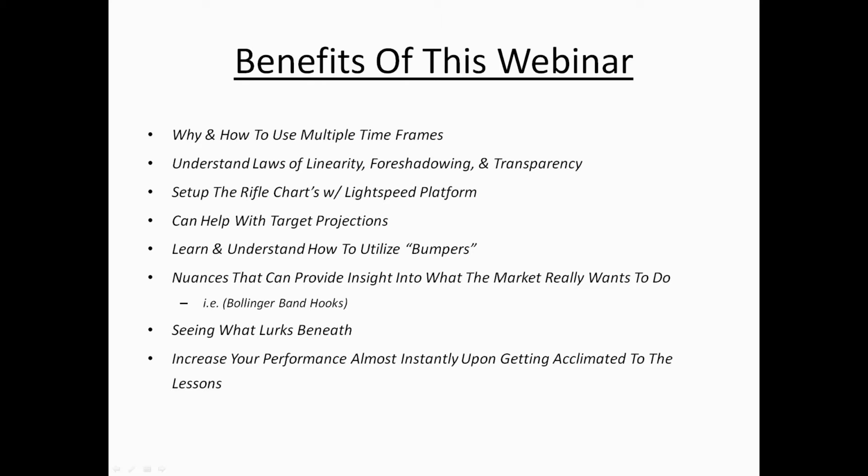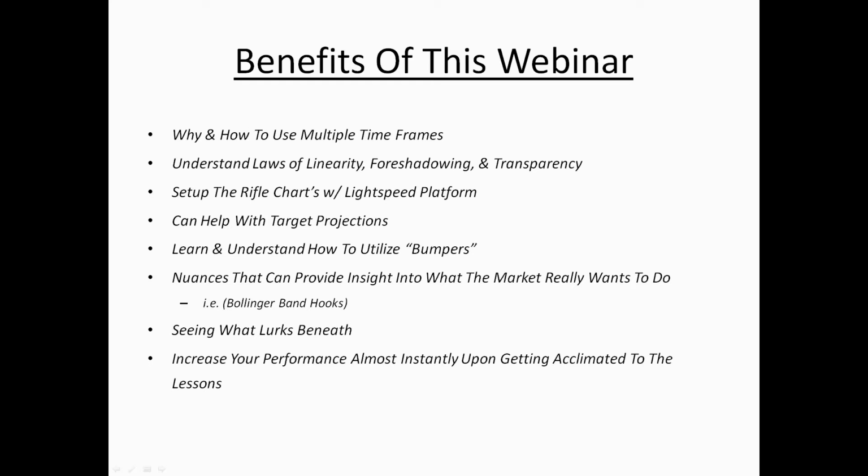Next, I'm going to provide nuances that could provide insight into what the market really wants to do. For instance, to give an example, a Bollinger Band hook, which I'll go over later. And all that together, my goal here today is that you could get a better understanding and a better perception of what the market is really doing. And by understanding it, if you could really understand it, then the next step is acclimation.